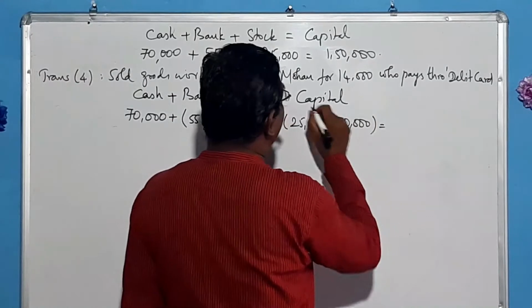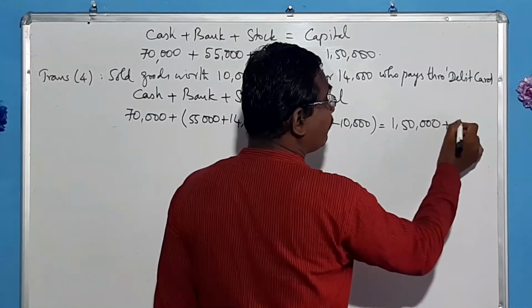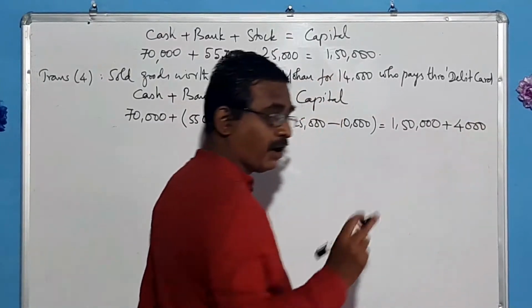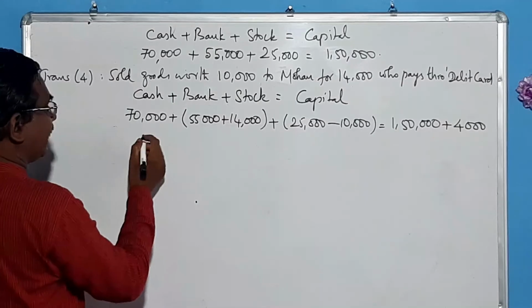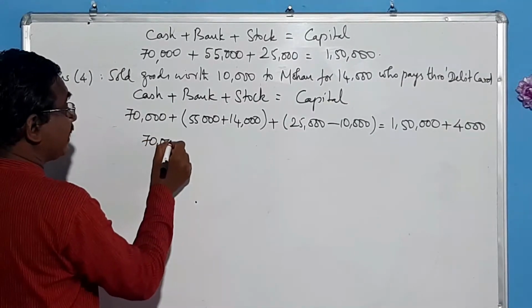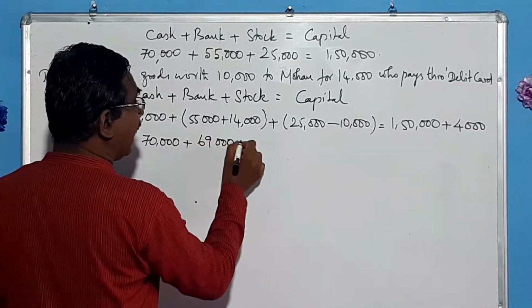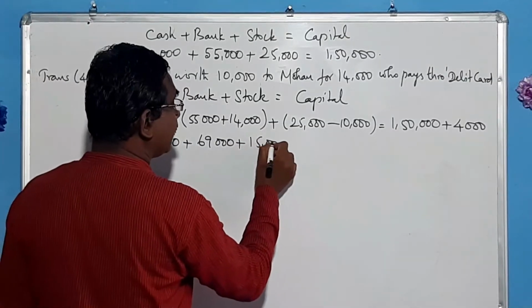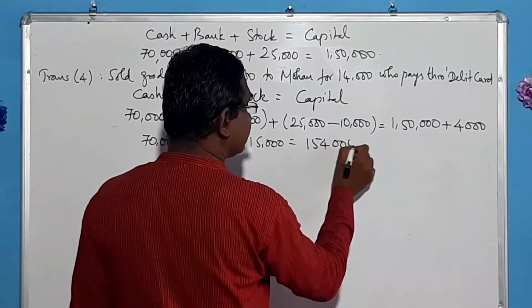And with the capital 1,50,000, we have to add that profit 4,000, because profits and incomes should be added to capital. Now we go for writing the amounts: cash 70,000 and bank 69,000 and stock 15,000, which is equal to 1,54,000.